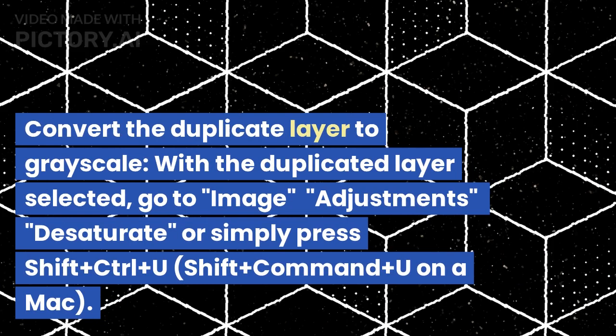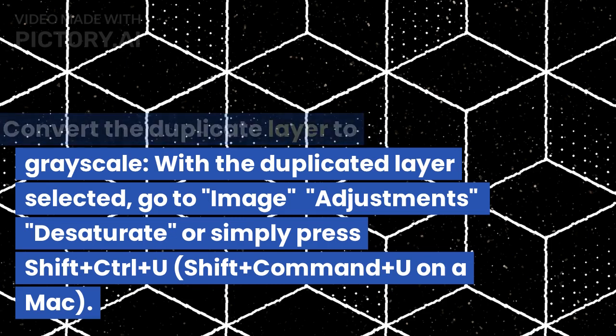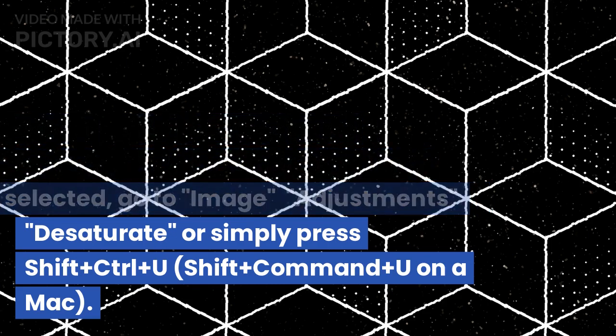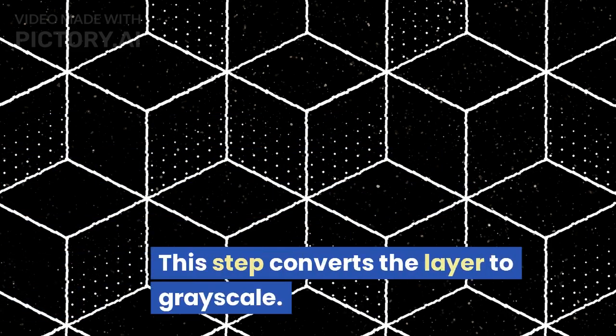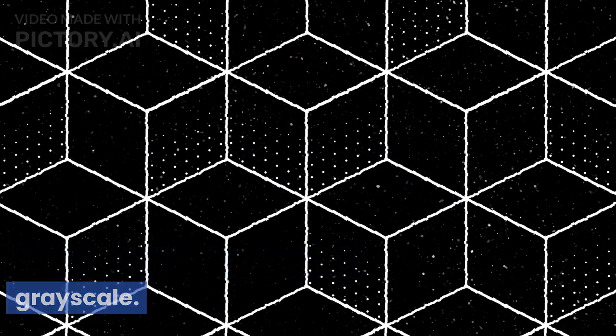With the duplicated layer selected, go to Image, Adjustments, Desaturate, or simply press Shift plus Control plus U. Shift plus Command plus U on a Mac. This step converts the layer to grayscale.